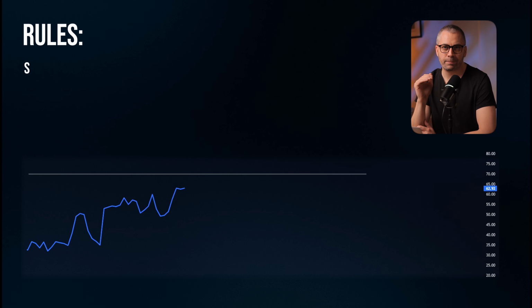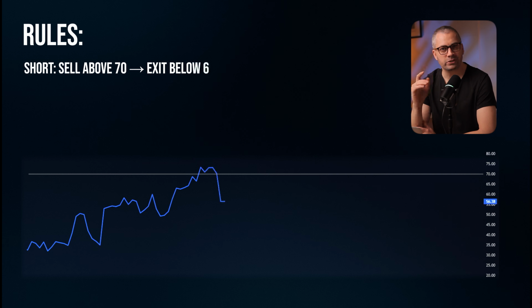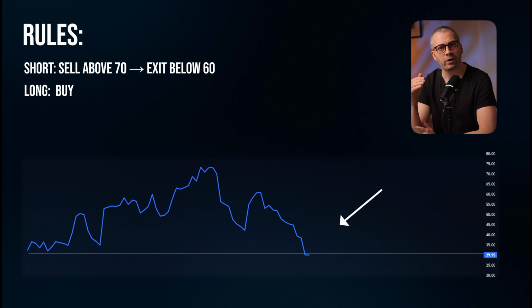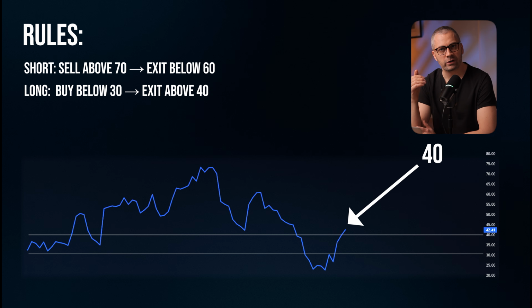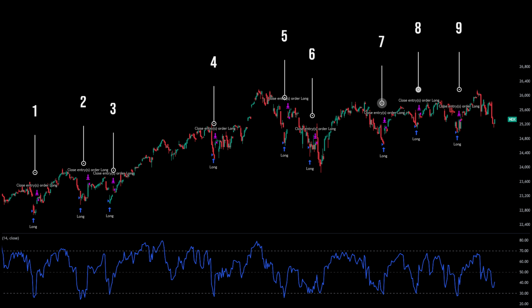When price closes above RSI 70, we go short and we close the position when RSI falls to 60. And when price closes below RSI 30, we buy and we close the position when RSI rises to 40. It's very basic, but I think you will be surprised how well this works. At the time of the recording of this video, the strategy has actually won 9 times in a row.